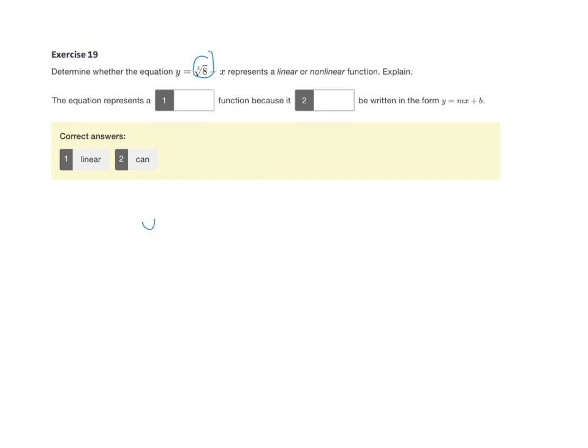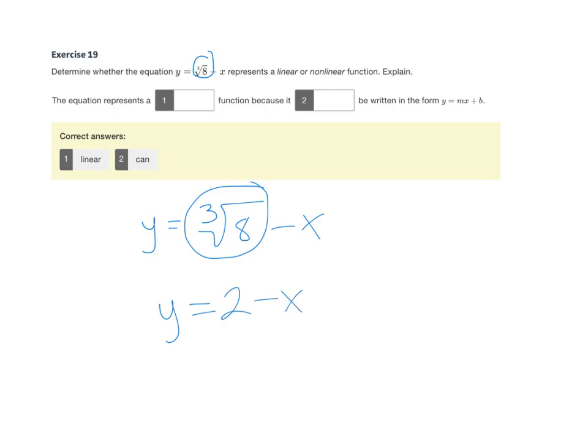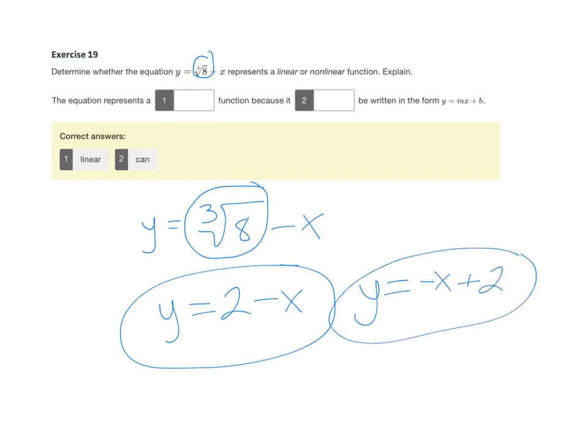root of 8. So this is y equals cube root of 8 minus x. Now this one, you might jump at this one and say, but Mr. Wanless, you said no square roots. But if it's a cube root of a number, you can actually figure this out. The cube root of 8 is 2. So this is actually y equals 2 minus x. And then you get rid of that cube root. And this can be written in slope-intercept form. In slope-intercept form, it's actually y equals -x plus 2. And so yes, this one can be written in slope-intercept form.